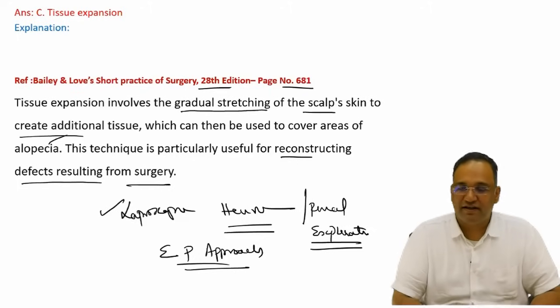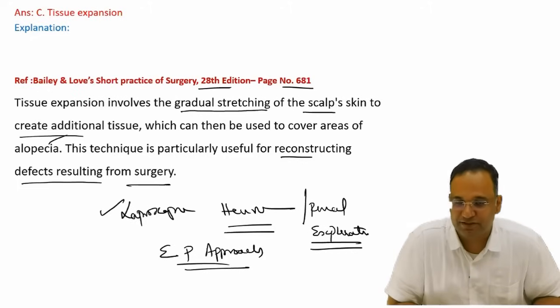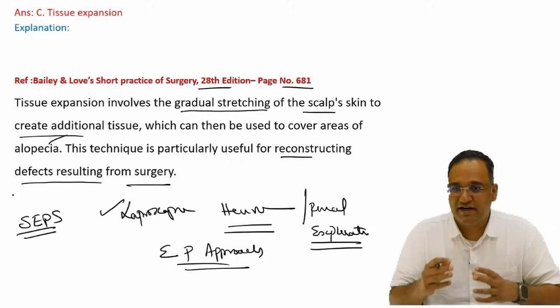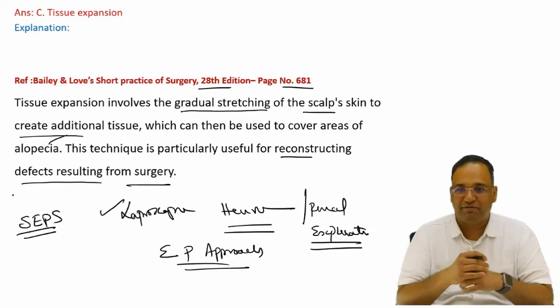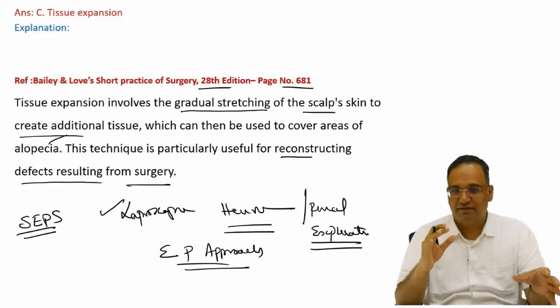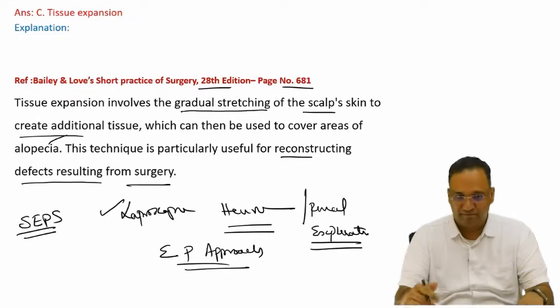So, there are certain areas where you need to expand the space to do the procedure. Even in SEPS, subfascial endoscopic perforator surgery, you need some space. You need a space for you to clip the perforators, right? The perforator which connects the superficial system to the deep system. Okay.